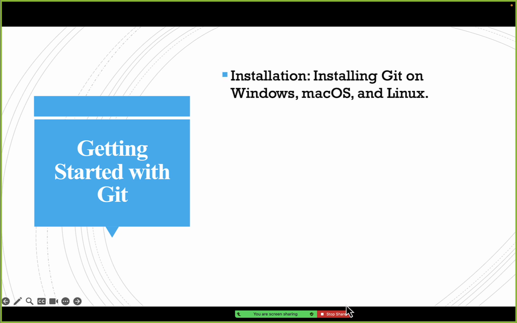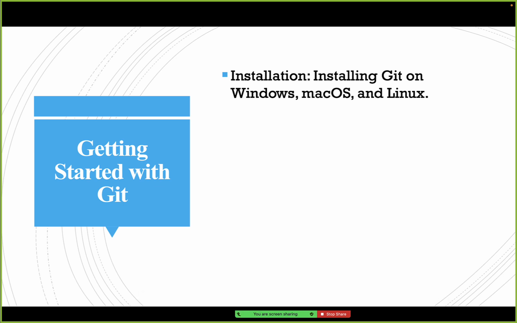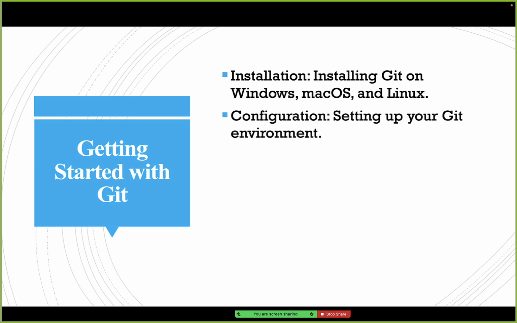Getting started with Git and GitHub, you can install Git on a Windows device, or you can install it on a Mac operating system. You can as well install it on a Linux operating system. So it is available on all operating systems for desktop computers.